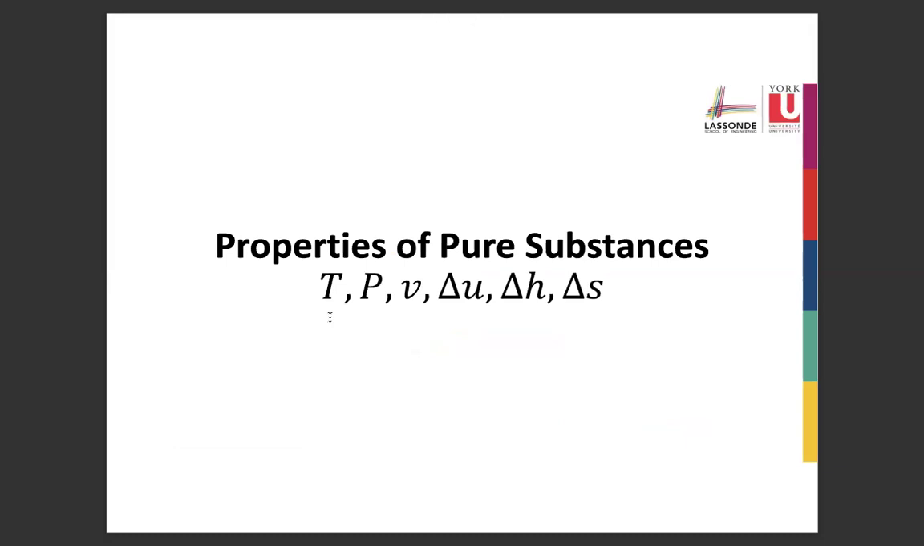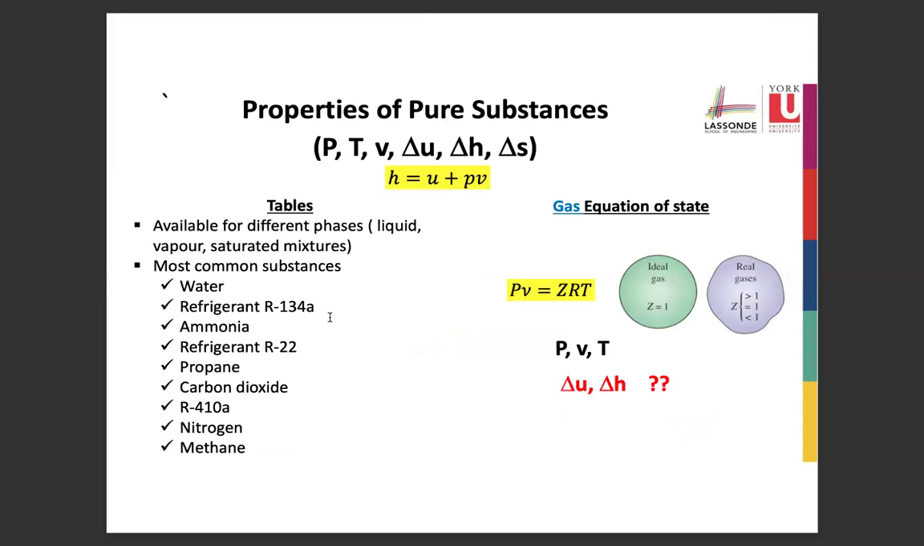So far, we're still discussing the properties of pure substances. We talked about the properties for common substances and how we use the tables to get those. We also spoke about gas equations, how if we have an ideal gas and a real gas, we link those together with the compressibility factor, which is Z. We left off the last lecture with the question of how we would get the internal energy and the enthalpy, since the Z doesn't really connect those.